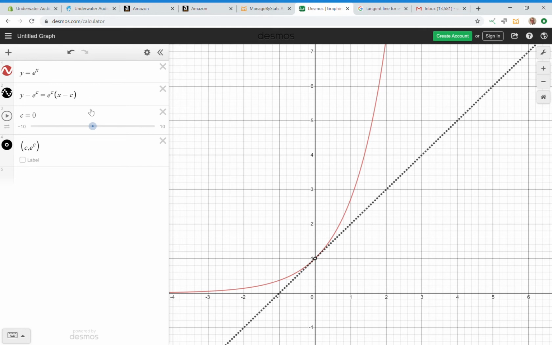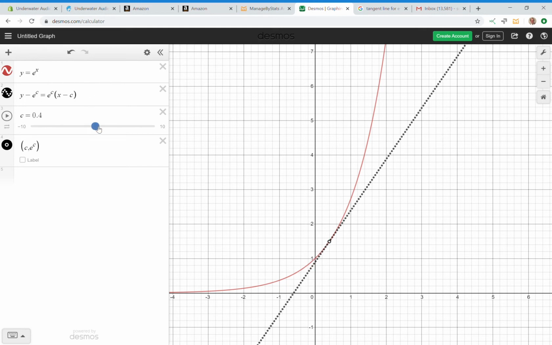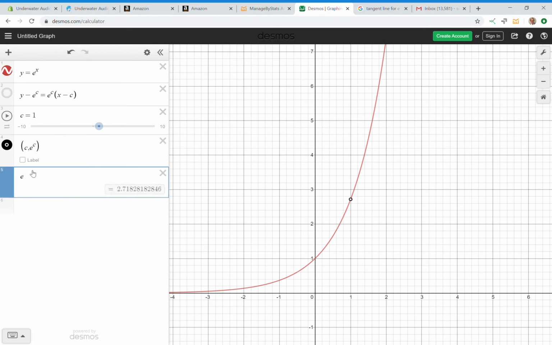So I claim that this is true if we also choose 1. If I choose 1, when I plug x equals 1 in, I get a y value that looks like a decimal. So e to the first power, and now that I'm saying it, e to the first power is going to just be e, so 2.71828, blah, blah, blah. So my claim is that when I plug in 1, I get e as my output, but it's also the slope of the tangent line.